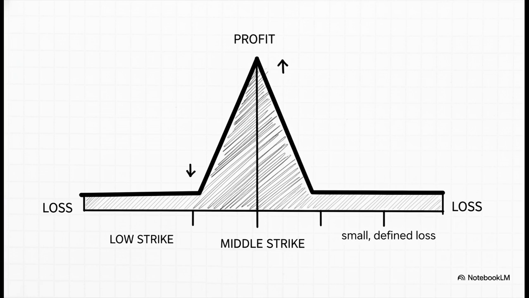And the payoff formula here just reveals the whole secret. The combination of those long and short positions creates a profit profile that peaks perfectly right at that middle strike price, K-mid. The further the stock price moves away from that center point by expiration in either direction, the more your profit just melts away until it turns into a small, defined loss.